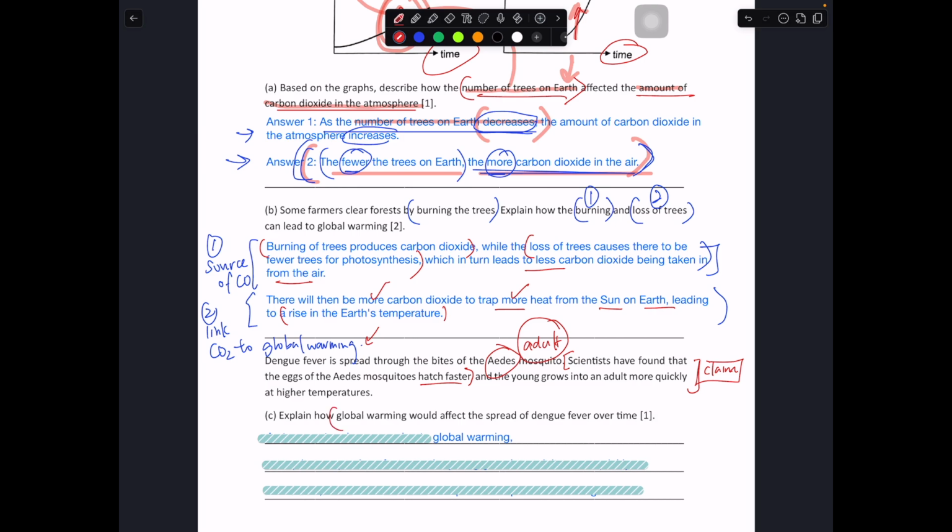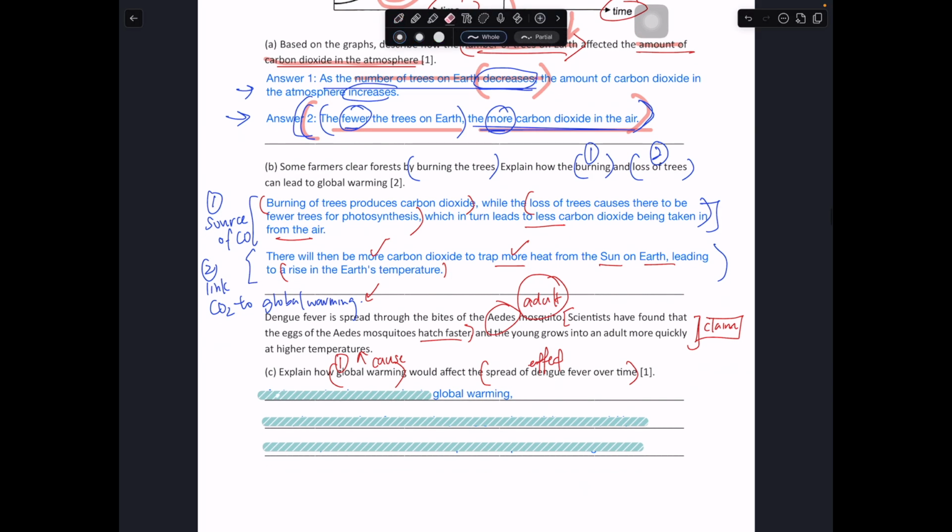Okay, explain how global warming, meaning higher temperature, will affect the spread of dengue fever. So in this case, how do you actually use the claim to help you? You can talk about global warming. This will be your cause, right? Then this is your effect, right? This is what you will see: higher temperature, more dengue fever. So what is the linkage in between?